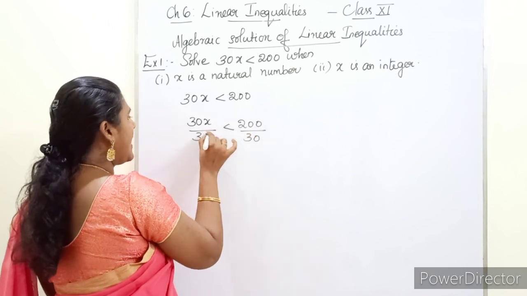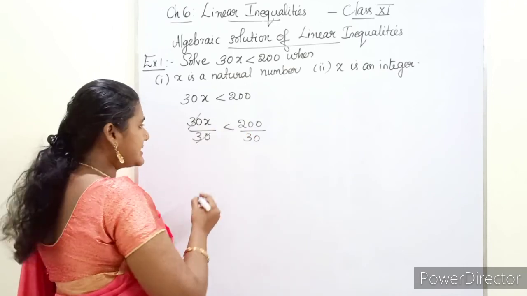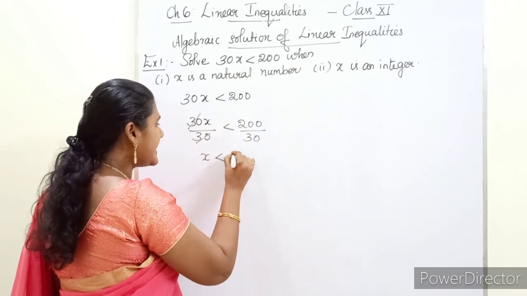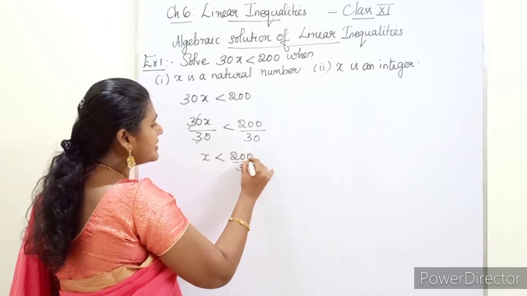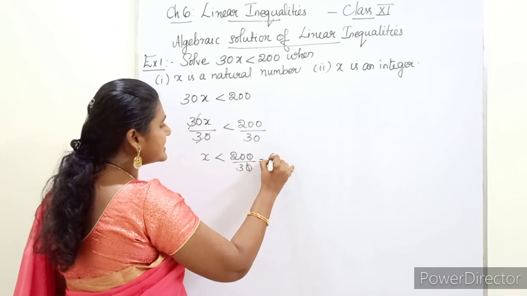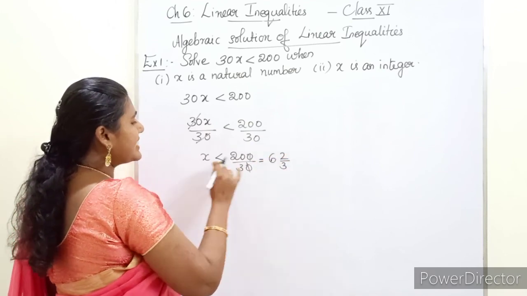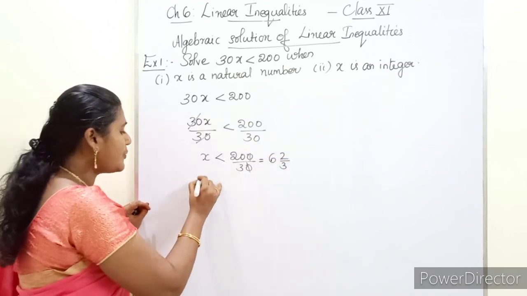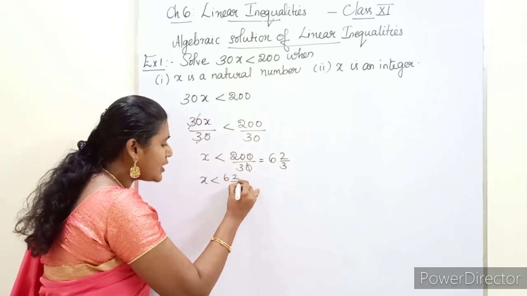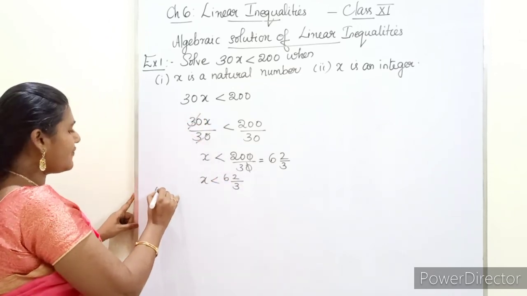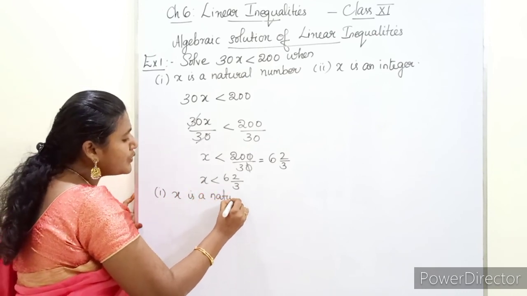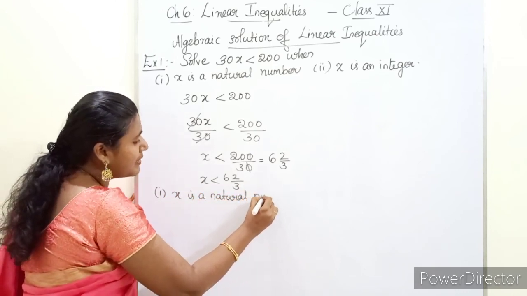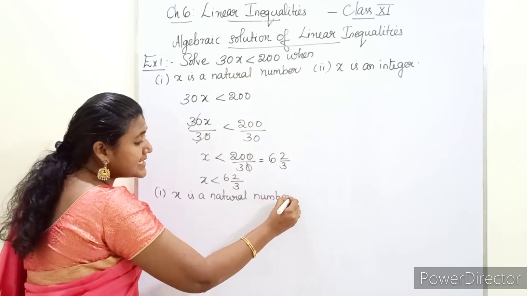So here what will happen? This 30 will get cancelled and you will get x is less than 200 by 30. So 200 by 30 we can write as 20 by 3. So x is less than 2 by 3. Now we will find the answer in both cases. First case is x is a natural number. So you have to write all the natural numbers less than 2 by 3.